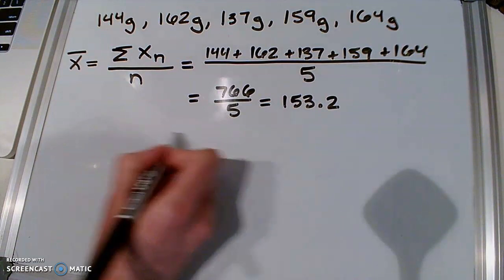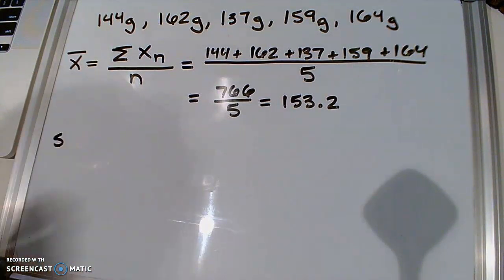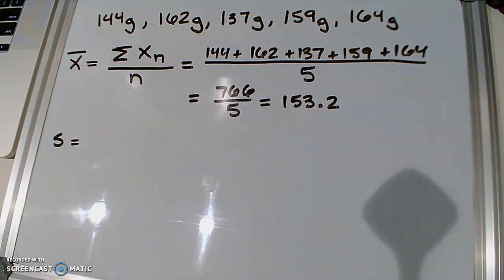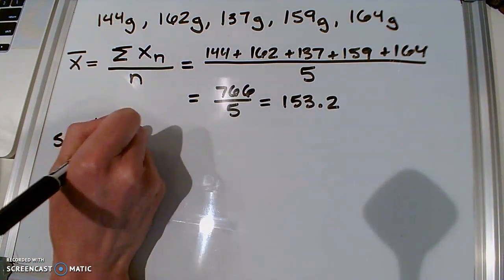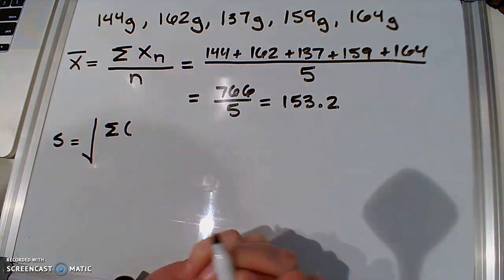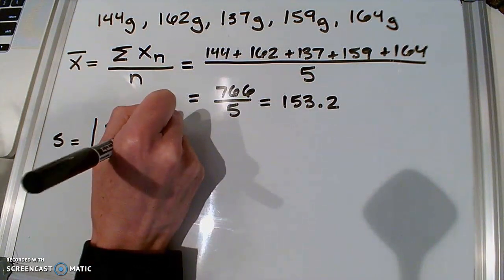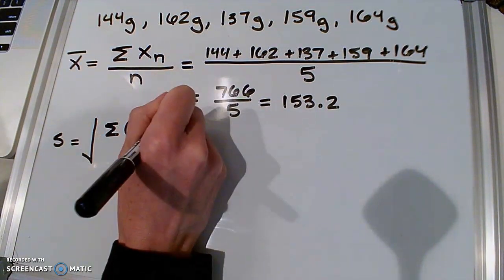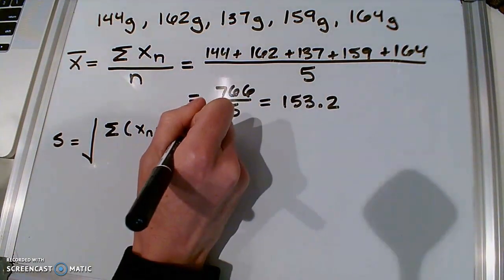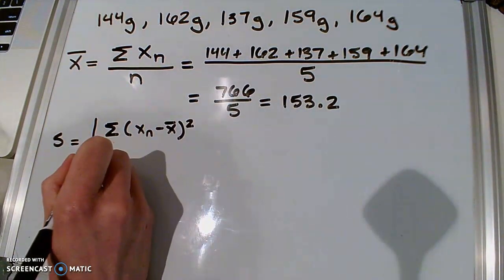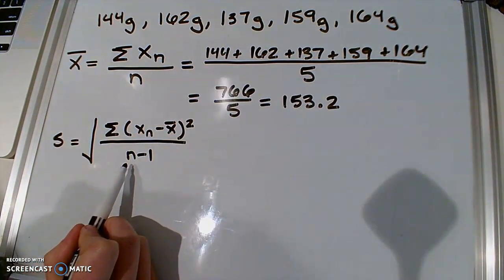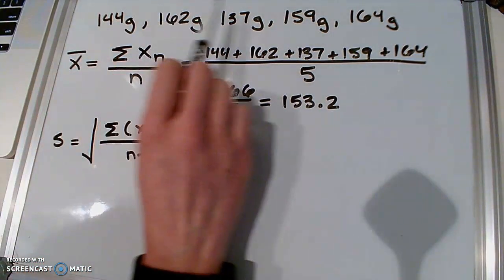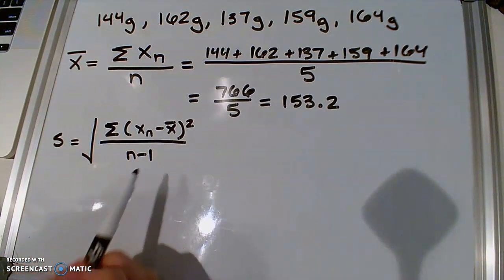I'm going to show you how to calculate it. So standard deviation is signified with an S, and the equation for your standard deviation is going to be the square root of, again, the sum, but now we're going to sum each of our values minus our average, and then we have to square that subtraction. And we're going to divide all of this by n minus 1. So again, n is 5 because we had 5 values: 1, 2, 3, 4, 5. So n minus 1 would be 4.